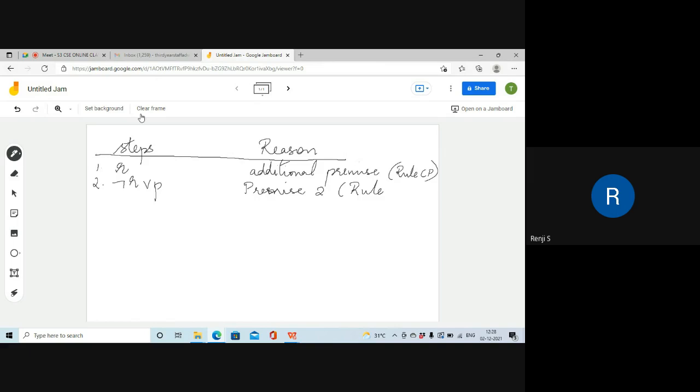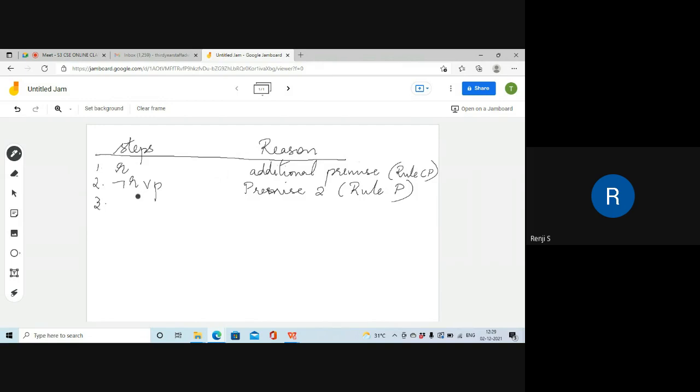Which rule is that? We had studied 2 basic rules earlier, out of which one rule says that any premise can be introduced in any step during the derivation process. What do you call that rule? Very good, Agarsh. Rule P. Taking any premise in any step is based on rule P. We had 2 basic rules, rule P and rule T, and rule P says that any premise can be introduced in any step.